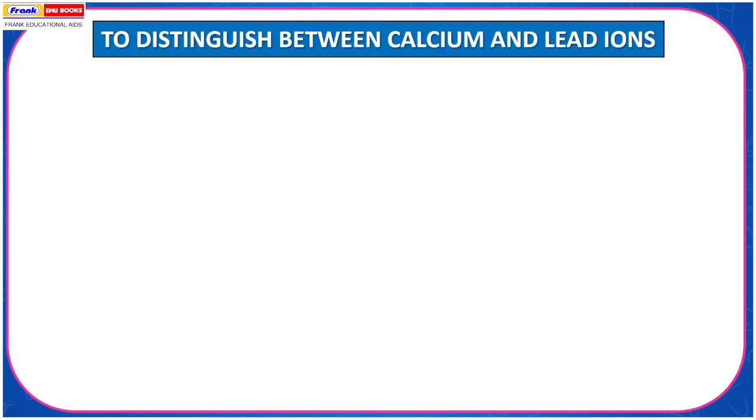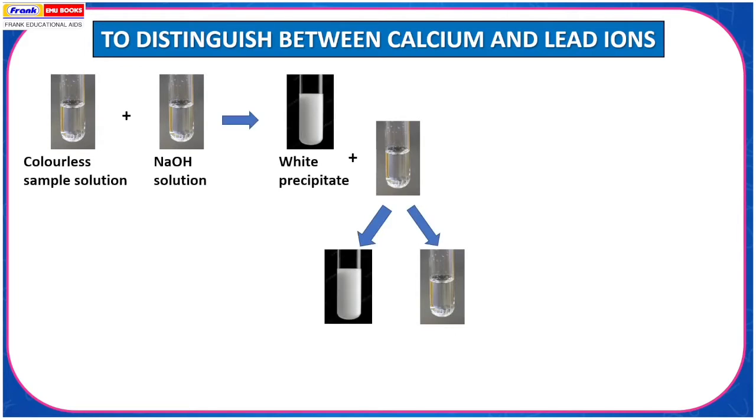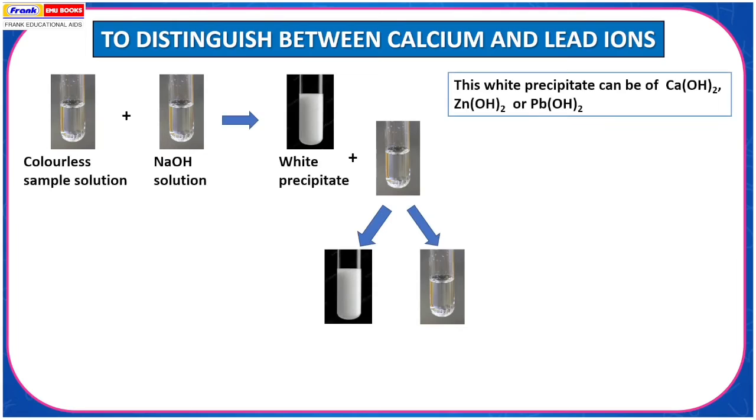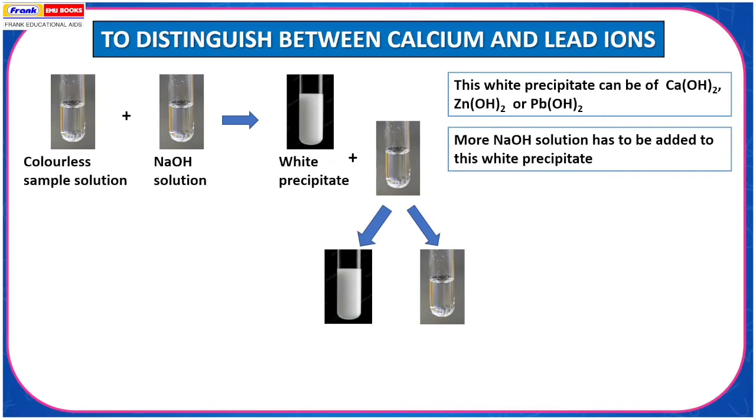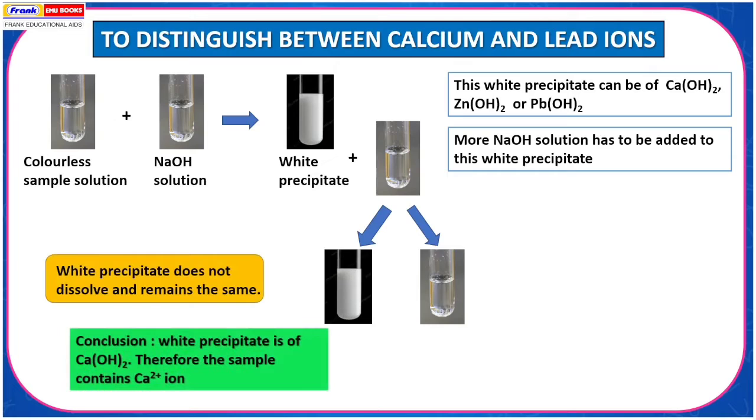To distinguish between calcium ion and lead ion, colorless sample solution reacts with NaOH solution to produce white precipitate. This white precipitate can be of calcium hydroxide, zinc hydroxide, or lead hydroxide. More NaOH solution has to be added to this white precipitate. White precipitate does not dissolve and remains the same. Conclusion: white precipitate is of calcium hydroxide, therefore the sample contains calcium ion.